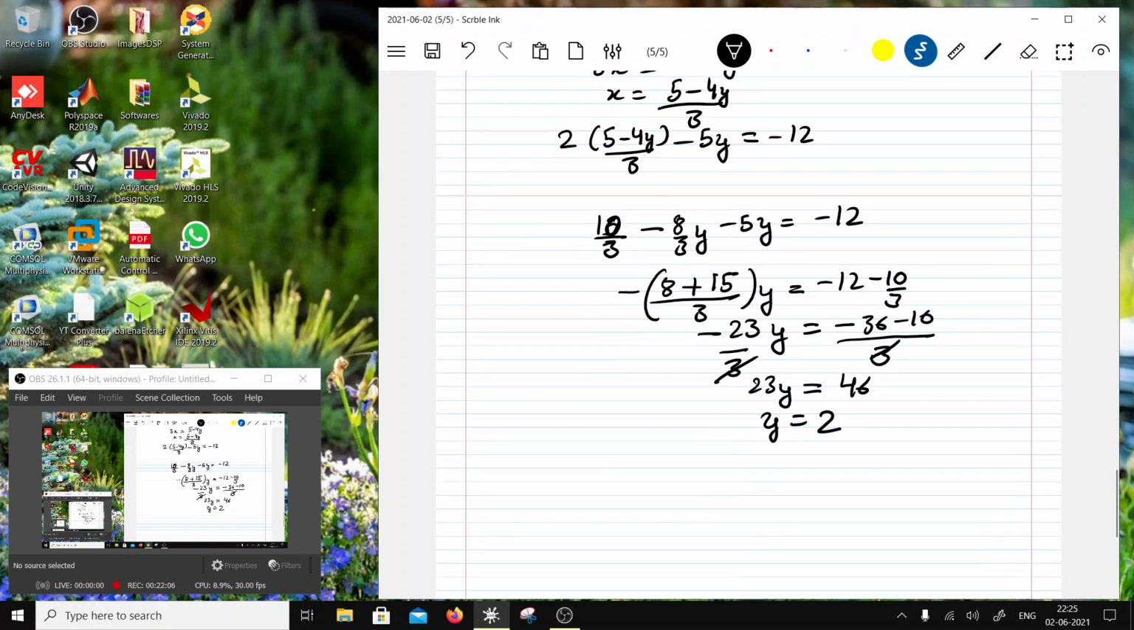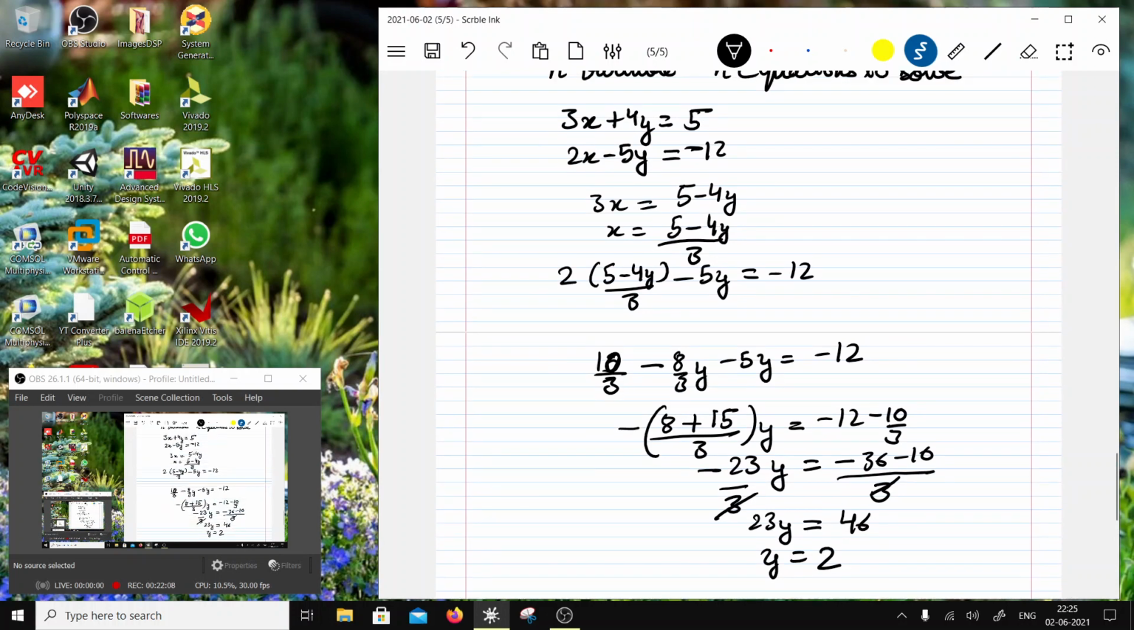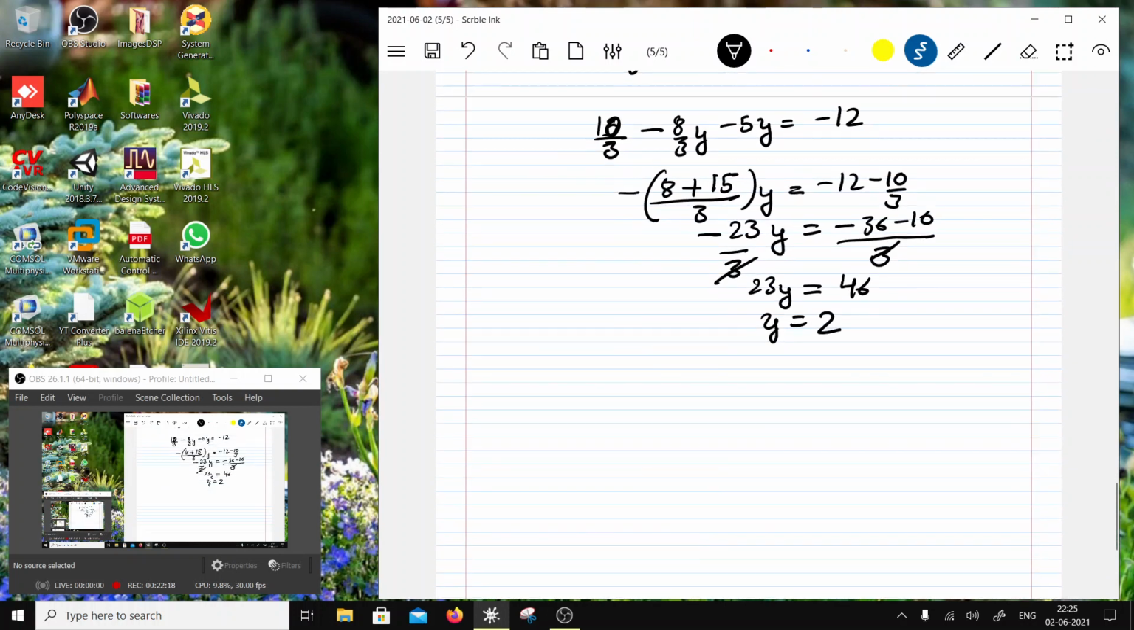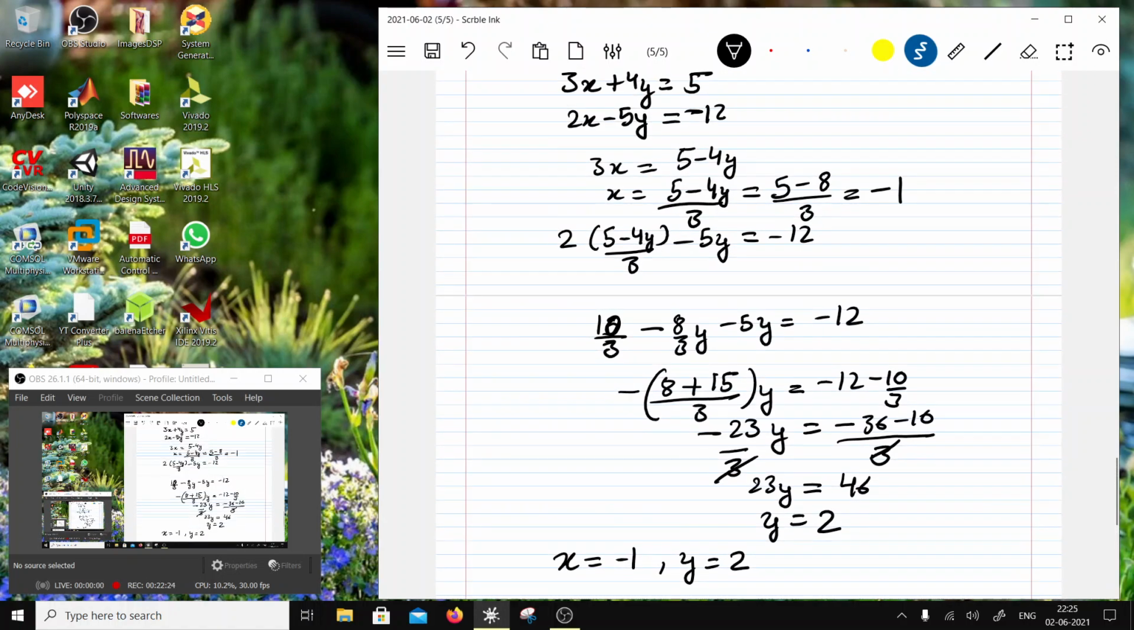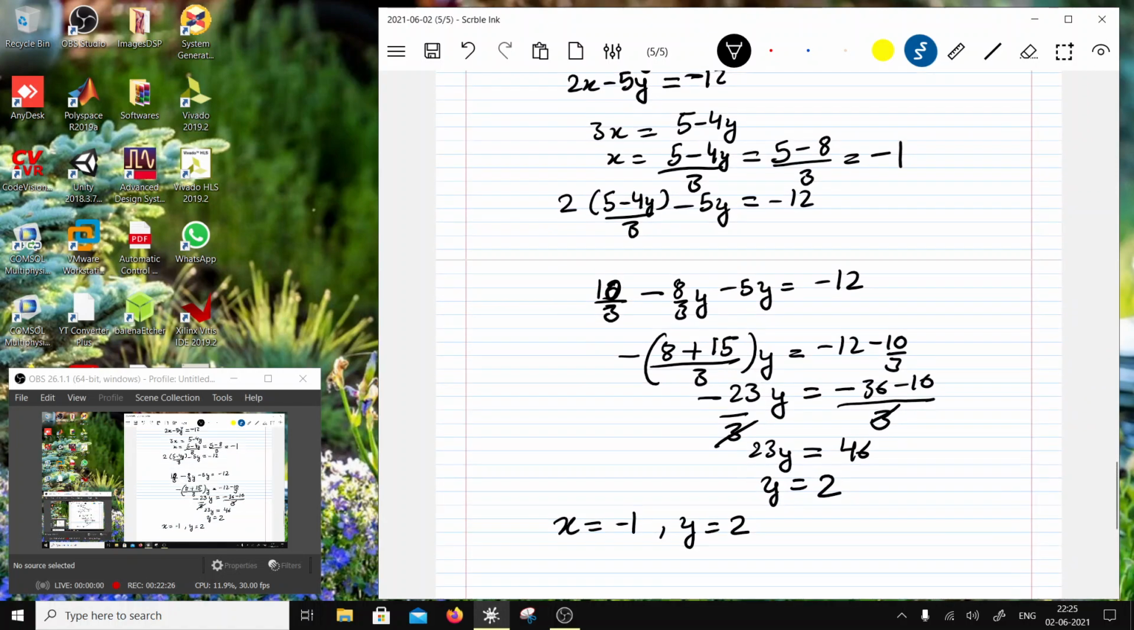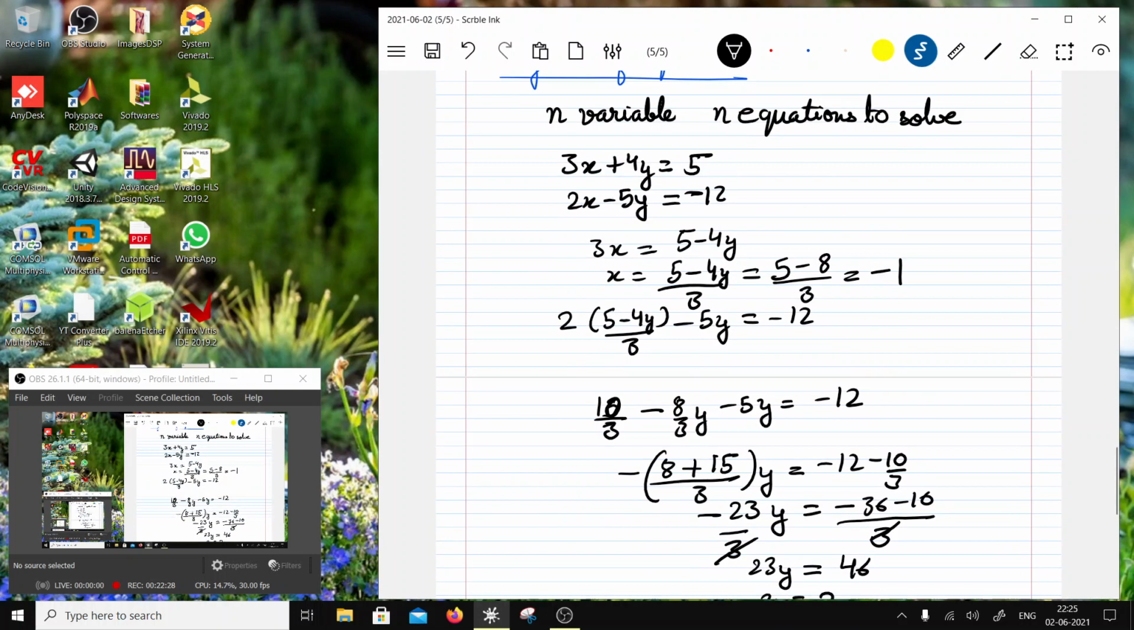Okay. So if y is equal to 2, then I'm going to substitute this 2 back in here. So it will be 5 minus 8 by 3, so this will be minus 1. So the solution is x equal to minus 1 and y equal to 2. So by substitution I have solved a system of equations, right? So this is my system of equations.